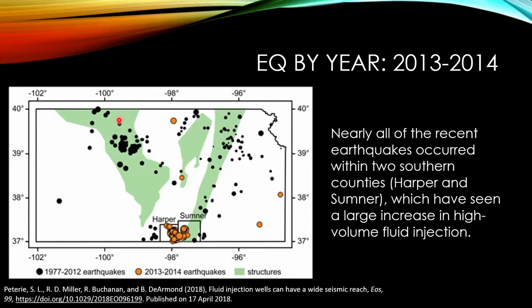And what you're looking at on this map here, the dark dots show the locations of earthquakes reported by the USGS and the KGS between 1977 through 2012. The orange dots indicate earthquakes reported by the USGS in 2013 and 2014. And the light green areas are showing you some of those prominent subsurface geological structures, okay?